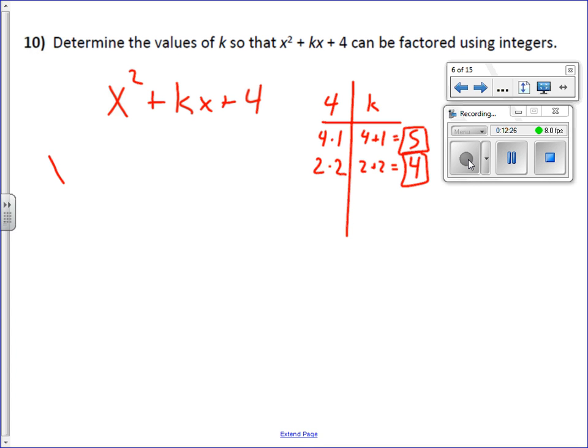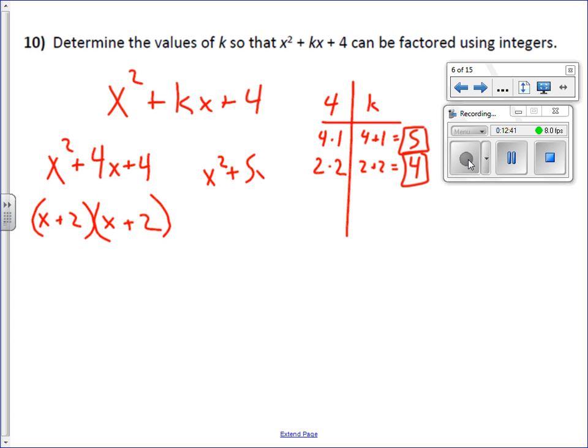If it was x squared plus 4x plus 4, it would factor into (x plus 2)(x plus 2). But if it was x squared plus 5x plus 4, that would factor into (x plus 1)(x plus 4).